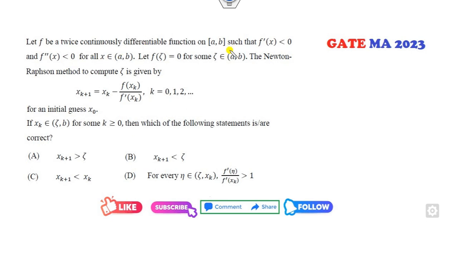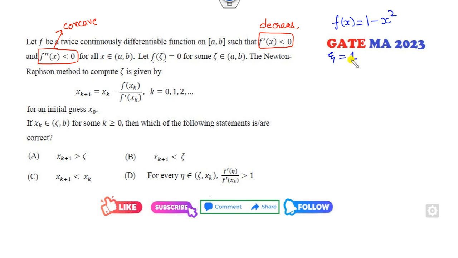f is a twice differentiable function such that f dash is less than 0, meaning decreasing, and f double dash is less than 0, meaning concave, for all x in the interval. I think it's simple. Can you choose any function which is concave? 1 minus x square is a very simple function. f of xi is 0, so eta, can you find this value? Eta will be 1, and eta lies between a and b. So 1 lies between 0 and 2. Fine, I can make the calculation simple. I can choose this example.